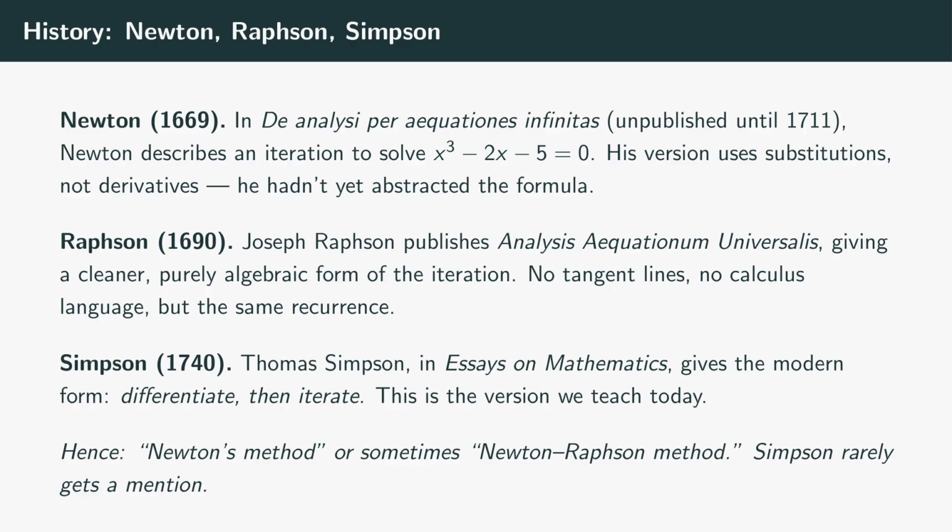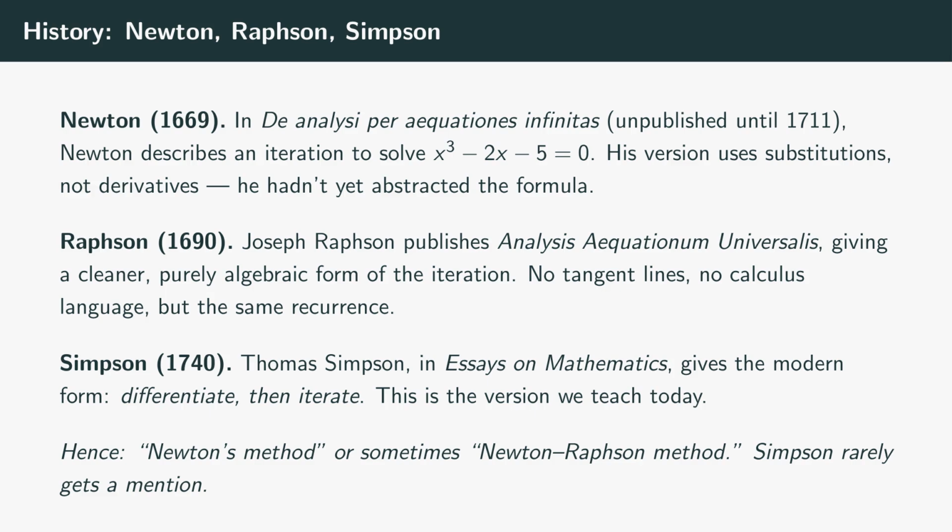In it, Newton describes an iterative procedure for solving the cubic x cubed minus 2x minus 5 equals 0. His method worked by substituting x equals 2 plus p, expanding, dropping higher order terms in p, solving for p, then substituting back. It's equivalent to what we now call Newton's method, but Newton wrote it as a sequence of substitutions, not as a derivative formula.